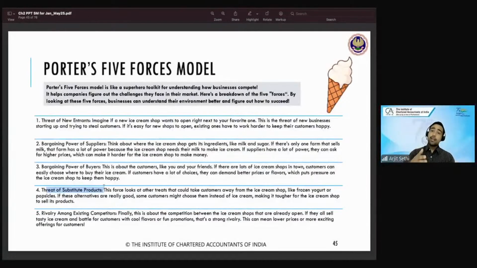But if another momo stand wala comes right next to the momo stand, then that existing competition is fierce. Then it gets difficult for them to sell. So again, it's relative, but yes, that's how it is.